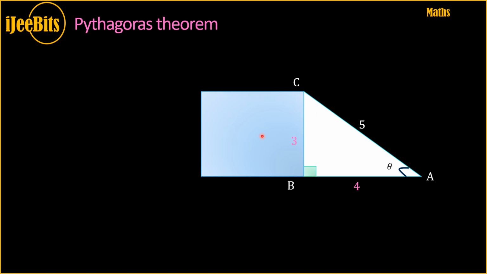What would be the area here? This would be 3 into 3. How much? So 3 into 3 equal to 9 units, isn't it? So for this side I can get 9 square units.